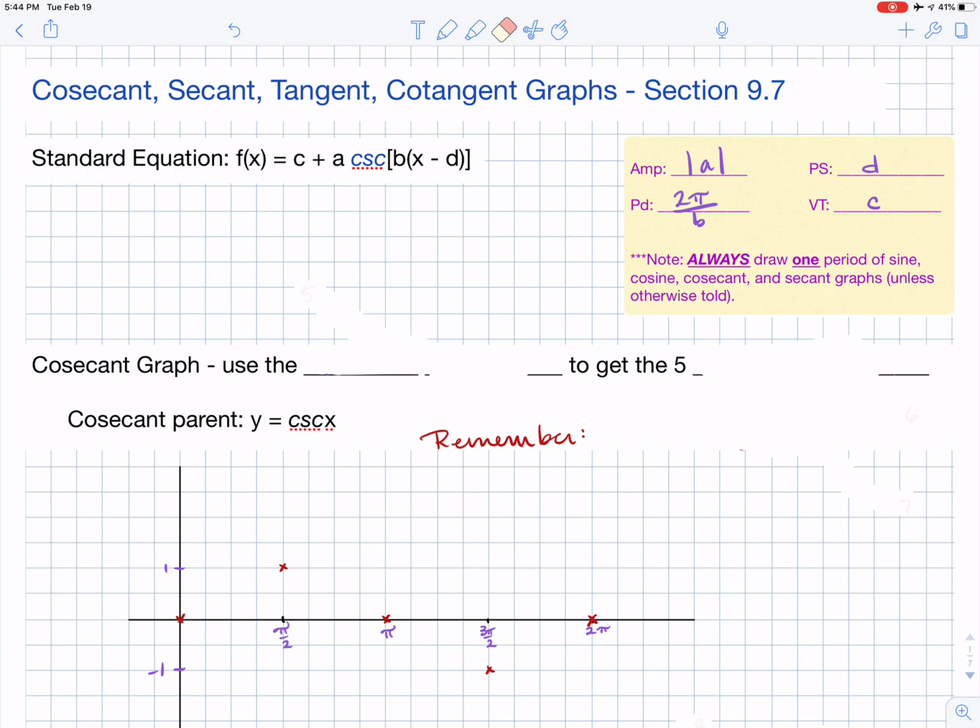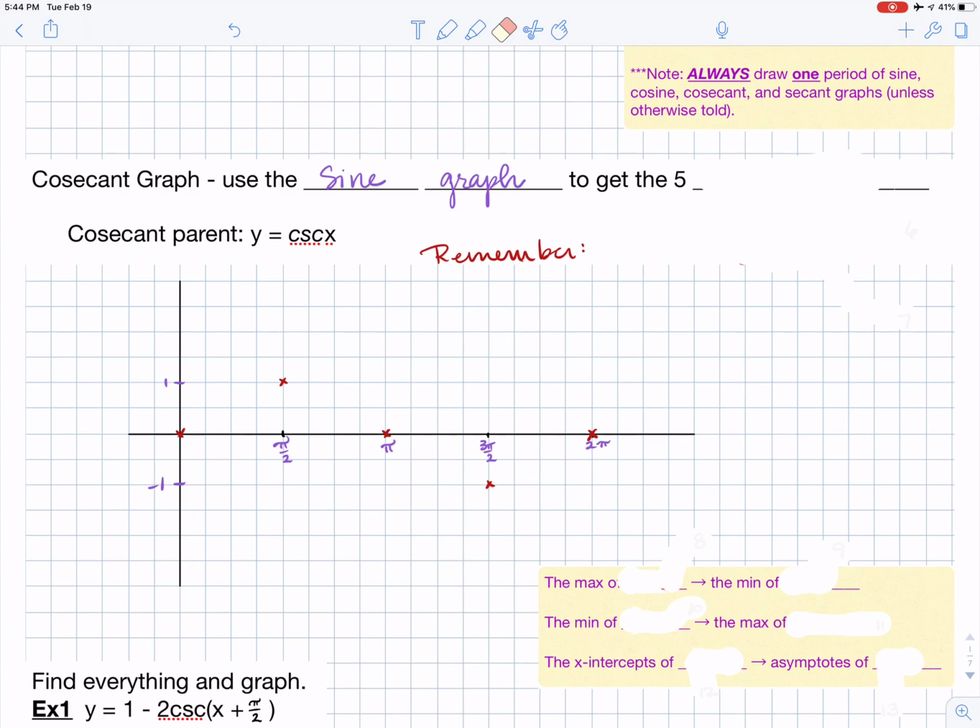Now, in order to get the cosecant parent, we're going to use the sine graph first of all, and our sine graph is going to help us to get the 5 major values. So you'll notice down on this graph that I have started out with my 5 sine major values. I've already mapped out the period of this going out to 2 pi. The sine graph starts at the origin. Beginning, middle, and end are all on x-intercepts, and the first quarter is a maximum, the other quarter is a minimum. So these are all things that we did in the last section.